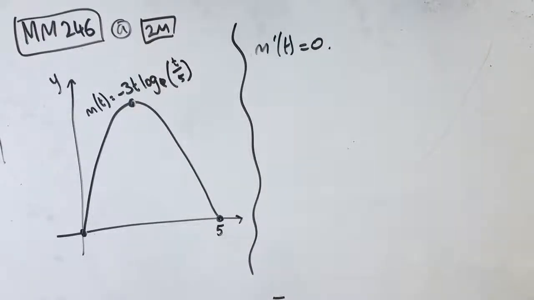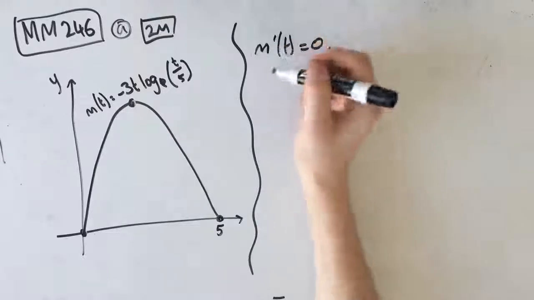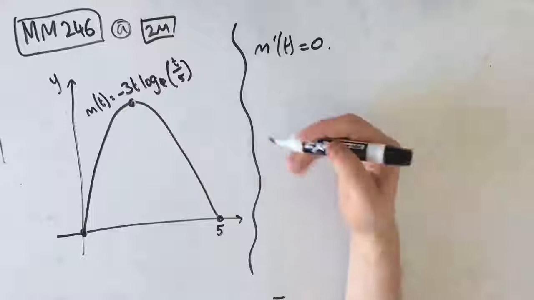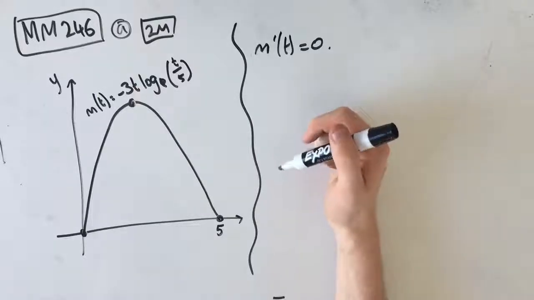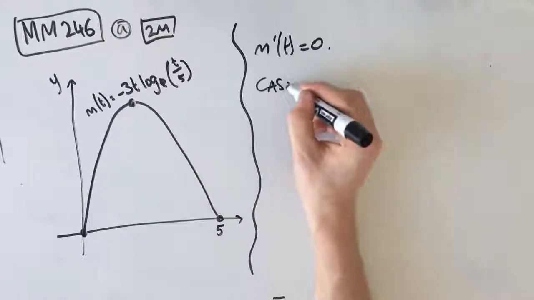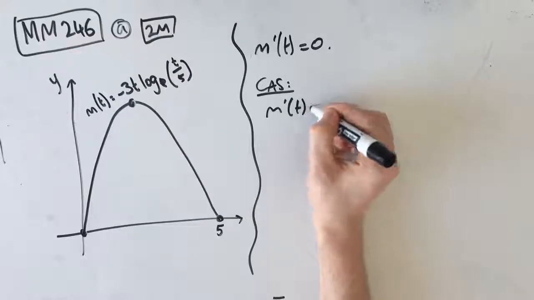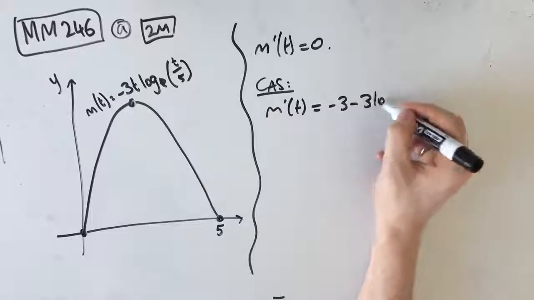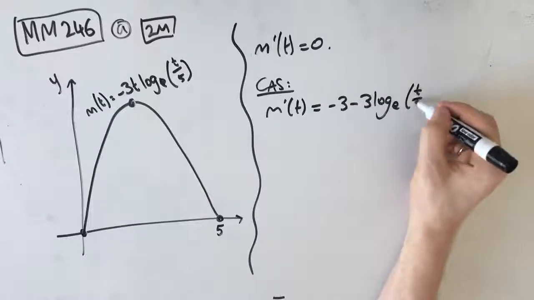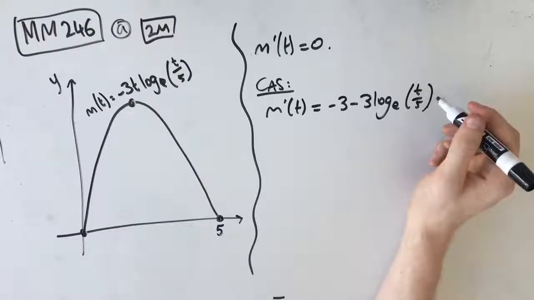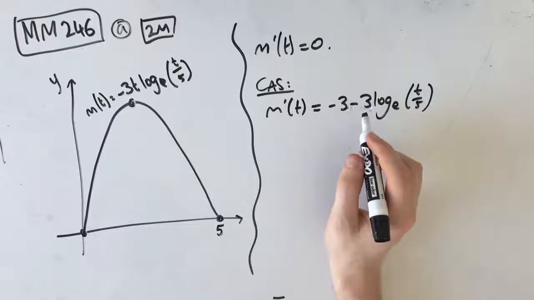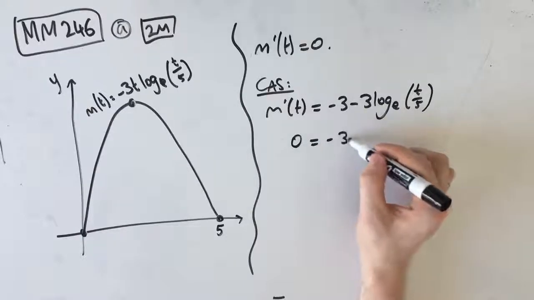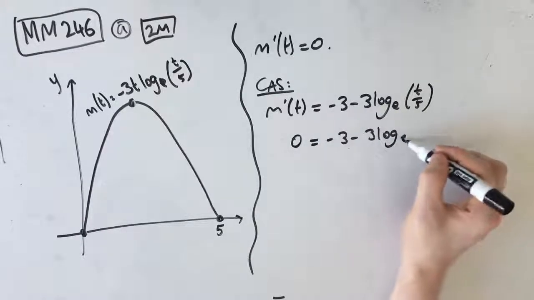Now we can use our CAS in this question, so I would advise doing that. If you want to look at the worked solutions, there's basically a walkthrough of how to do the product rule here, which is what we would need to do. But I'm going to say, according to CAS, m dash of t is equal to negative 3 minus 3 log e of t on 5. So from here, we know that the gradient is going to have to equal 0, which means 0 is equal to negative 3, take 3 log e of t on 5.